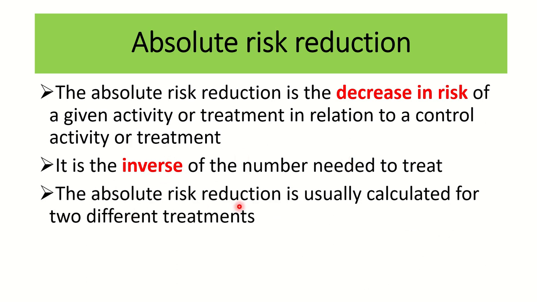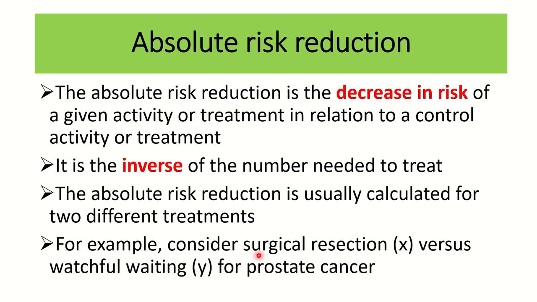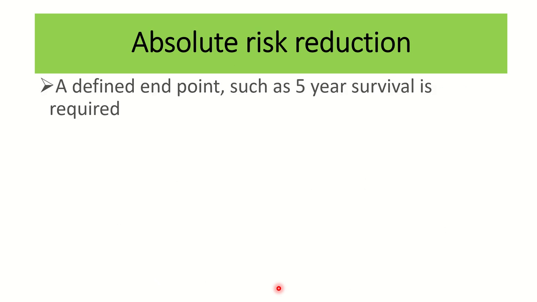The absolute risk reduction is usually calculated for different treatments. For example, consider surgical resection X versus watchful waiting Y for prostate cancer. All the patients have prostate cancer. We divide them into two groups. In one group we give treatment, that means surgery or treatment. In the other group we are just waiting to see the different result.